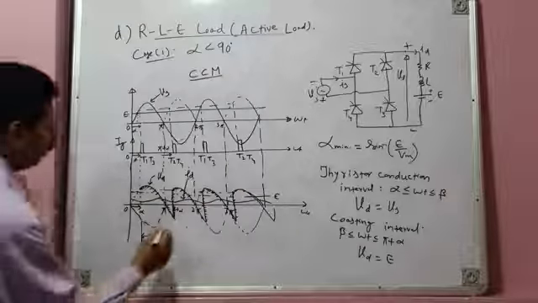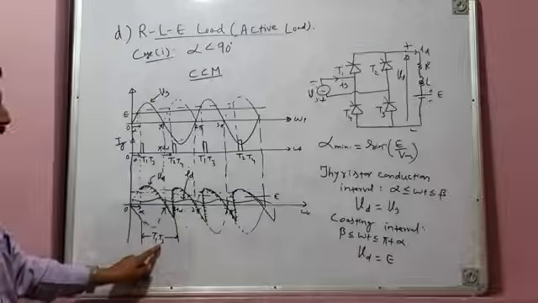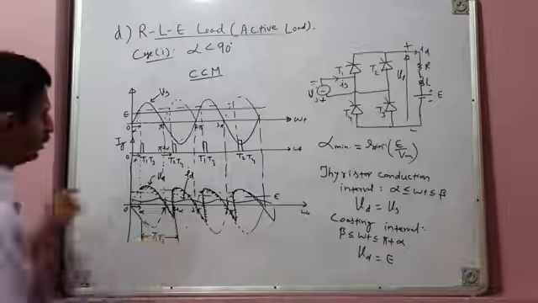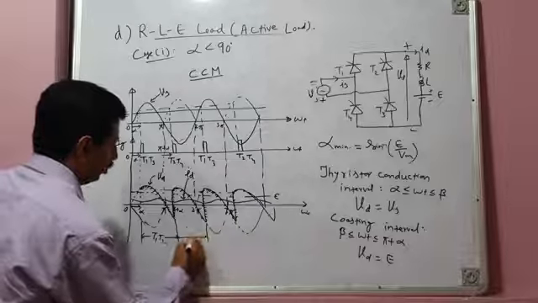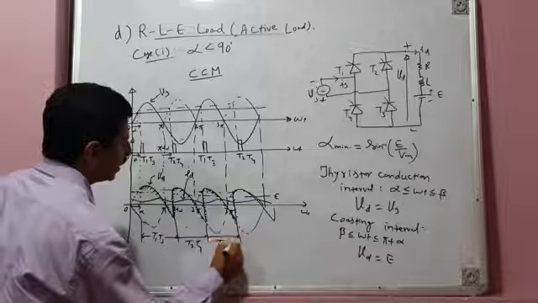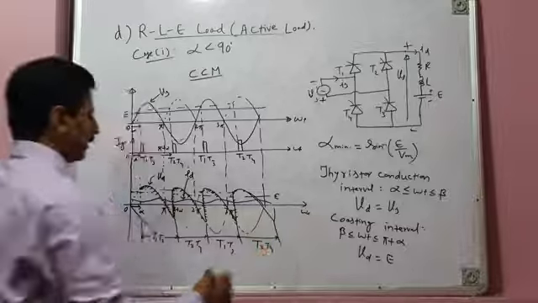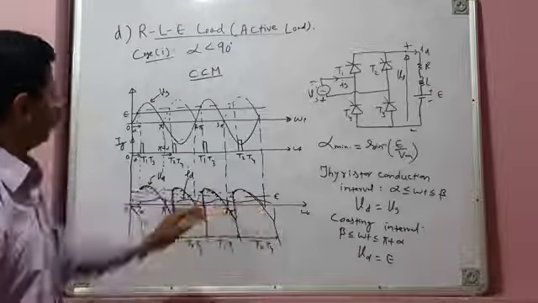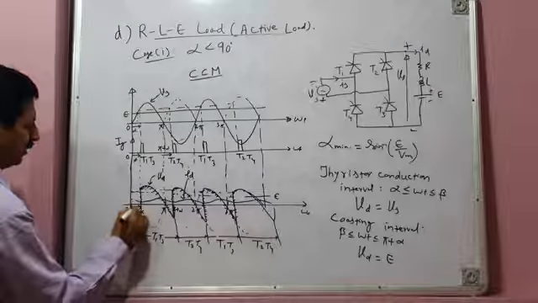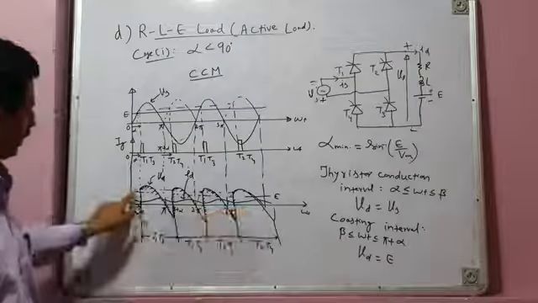And from alpha to pi plus alpha, that means from first firing instant to next firing instant, T1, T3 pair is conducting. From pi plus alpha to 2 pi plus alpha, T2, T4 pair is conducting. Then from this firing instant to next firing instant, T1, T3 pair is again conducting. And from this firing instant to next firing instant, T2, T4 pair is again conducting, and so on. So therefore, you can see your load voltage is like this. Previously also your load voltage was negative, because we are assuming continuous conduction mode of operation. So this is the nature of your load voltage.